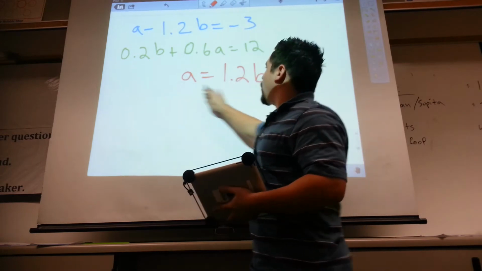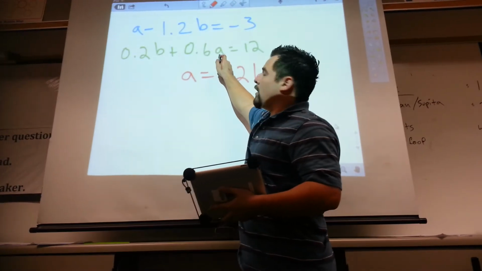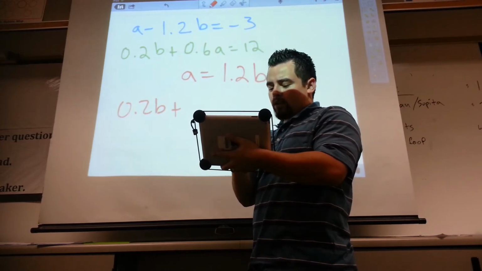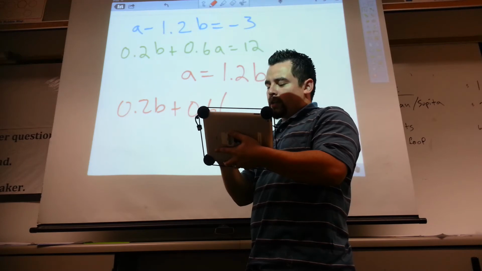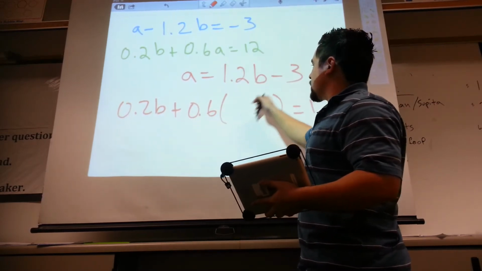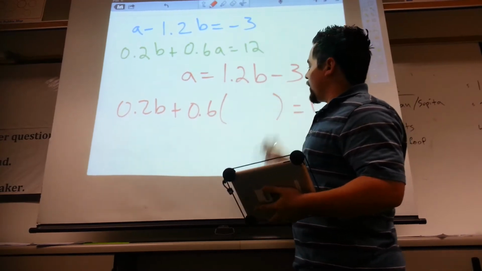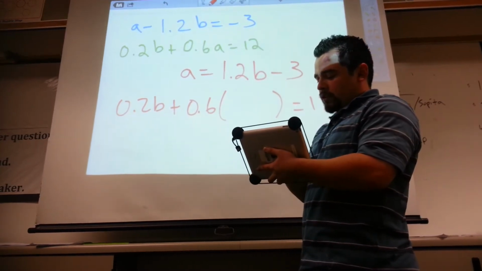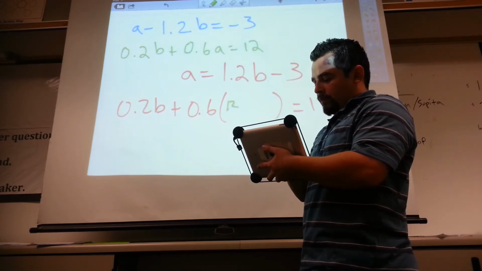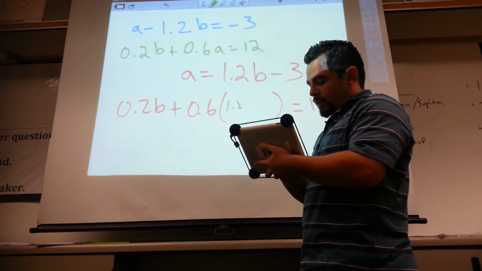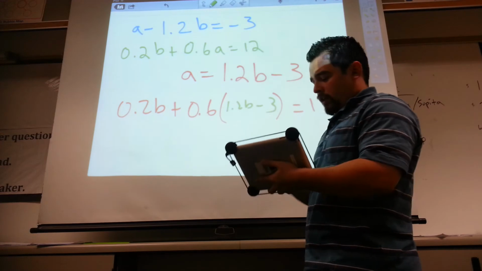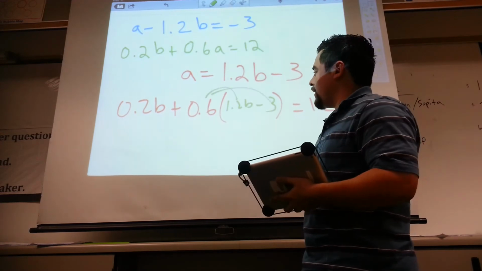Now I'm going to take this equation and replace it for that A right there. So 0.2b plus 0.6a. And notice I'm leaving a blank spot there because this is where A fits after the 0.6. So I'm going to take this equation here and plug it in right there. Changing the color here so we can see what I'm plugging in. 1.2b minus 3. So then I take this 0.6 and I'm distributing here. Okay, pass it to everything on the inside there.